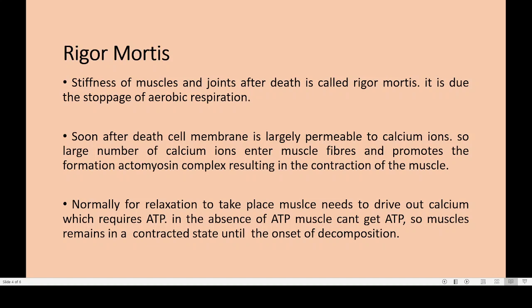Because most of the pictures are not looking so good, that's why I am not showing too much. So in the case of rigor mortis, what is happening is that, what causes rigor mortis?